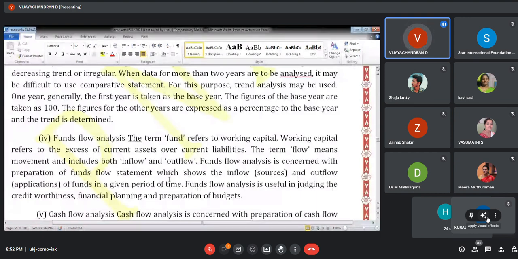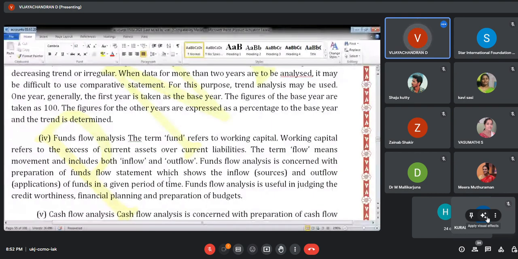Okay, I will tell the clue. If there is an increase in current assets, there is an increase in working capital. If there is an increase in current liability, there is a decrease in working capital. So you should be very thorough. They will ask in your examination.